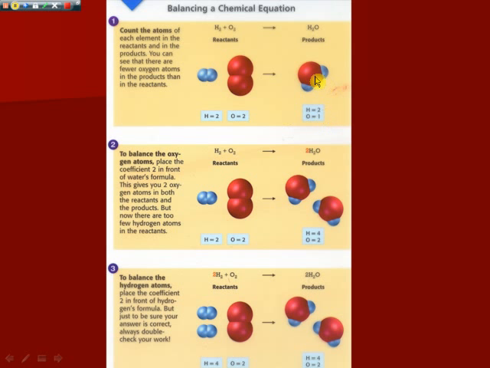You can see that the number of red spheres is not the same on the right side as it is on the left. So we're going to add a coefficient of 2 in front of water. This means that we have 2 water molecules. What that does is change the count of atoms. So now we have 4 hydrogens and 2 oxygens. We fixed our oxygens, but our hydrogens now are not in balance.